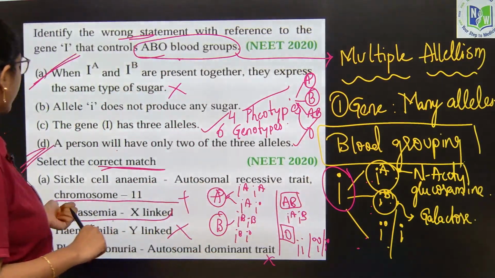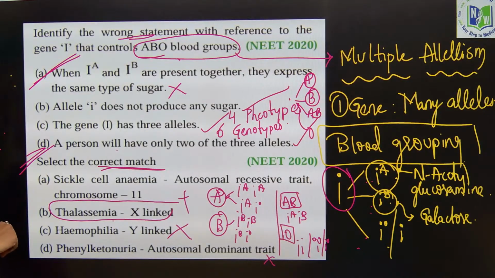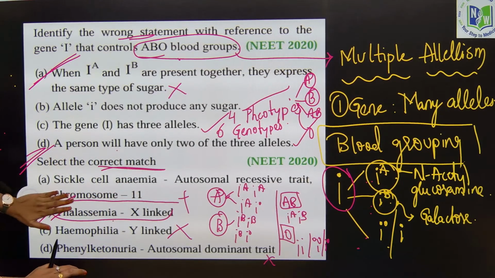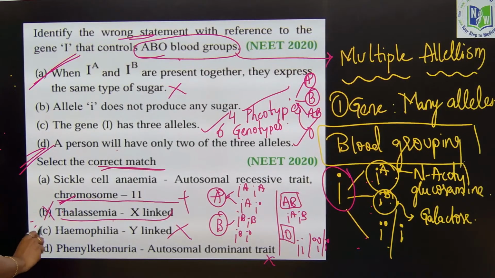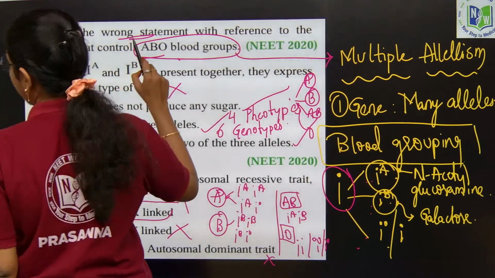Okay. So, here sickle cell anemia, which is an autosomal recessive disorder, this is true. Thalassemia is not X-linked, it is an autosomal recessive disorder. Option B is wrong. Hemophilia is not Y-linked. Phenylketonuria is autosomal recessive. So, the correct match here is option A. Okay. Next question.